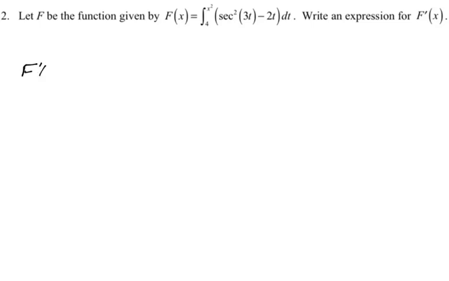So F prime is going to be the integrand with the upper bound subbed in. That's going to give me secant squared of 3 times x squared, because every t becomes x squared, minus 2 times x squared, and then times, by the chain rule, the derivative of the upper bound, so times 2x. And that's actually the entirety of this problem, so that's nice because it's a quick one.